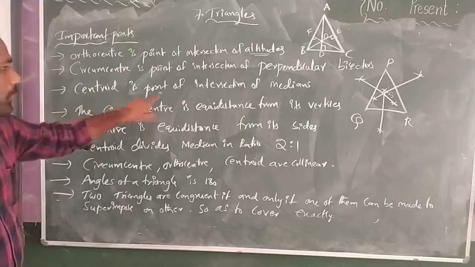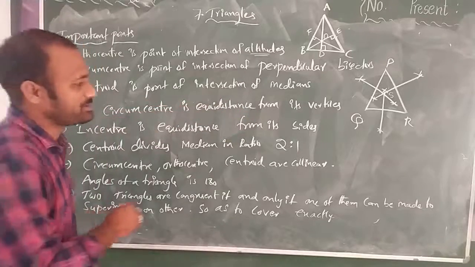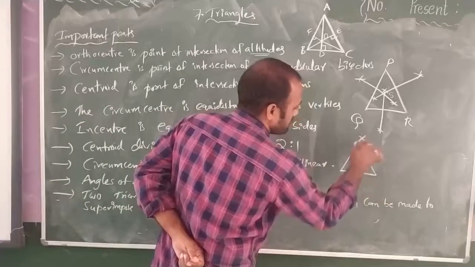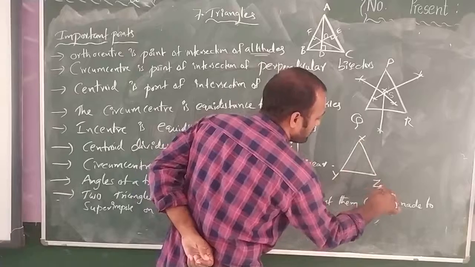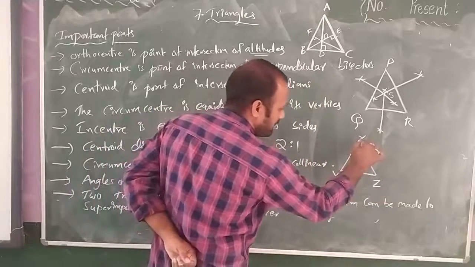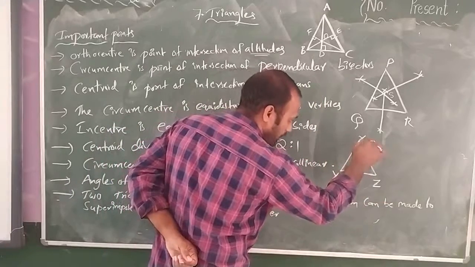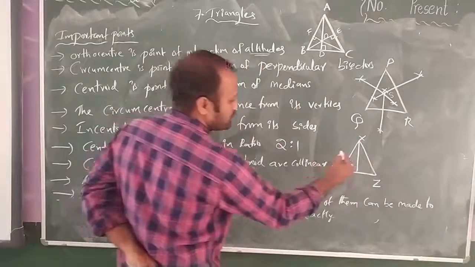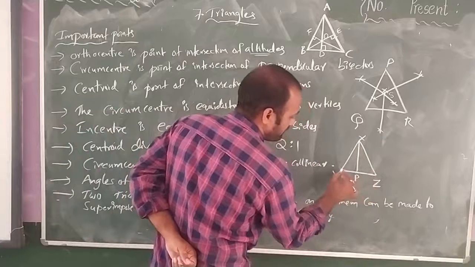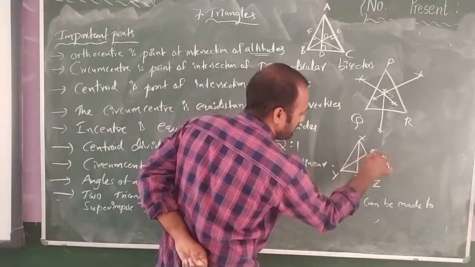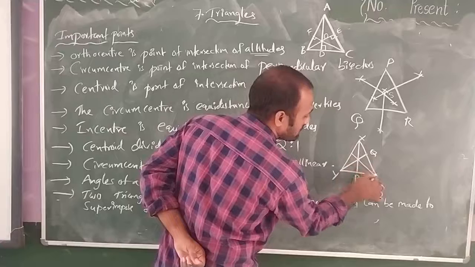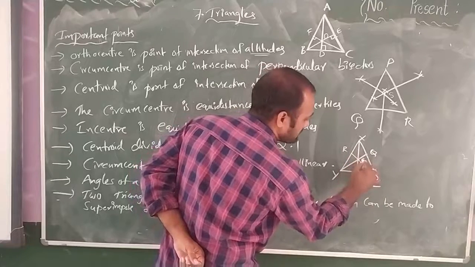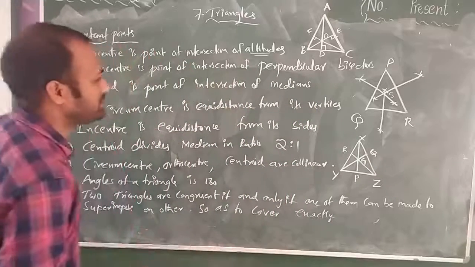Next, centroid. Centroid is the point of intersection of the medians. So for a triangle, let us give the triangle name XYZ. A median is the line which is drawn from the vertex to the opposite side at the midpoint. We are going to call it a median. Let us suppose XP is a median and YQ is another median, ZR is another median. The intersection of the three medians we are going to call the centroid, which is denoted by G.